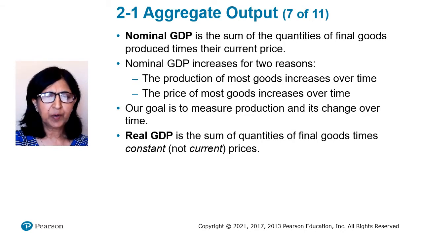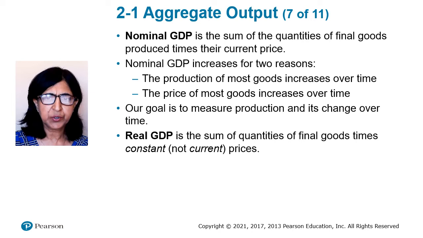Aggregate output, nominal GDP versus real GDP. Nominal GDP is the sum of the quantities of final goods produced times their current price. So in our example, suppose one car was produced and sold for $200, then nominal GDP for that year was $200.